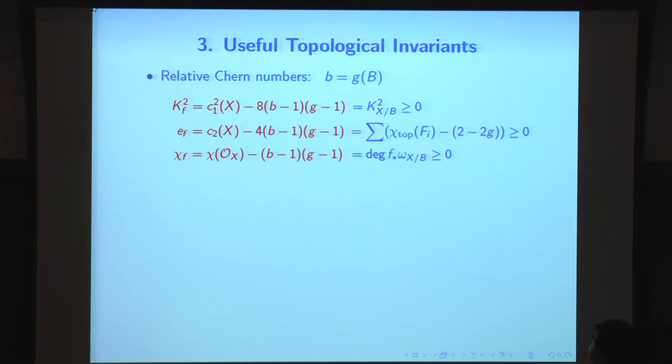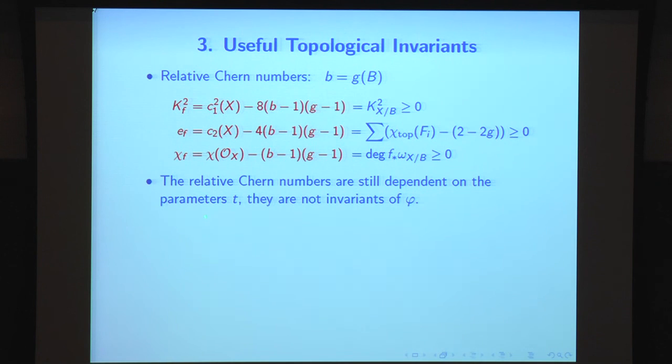So the invariants are the relative Chern numbers defined by these formulas. So they are non-negative rational integers. This one depends on the family. The Chern numbers are independent of the family. But the Chern numbers depend on the parameter, depend on the base. So these are not the invariants of the function phi, the rational polynomial phi. So these are not what we wanted.